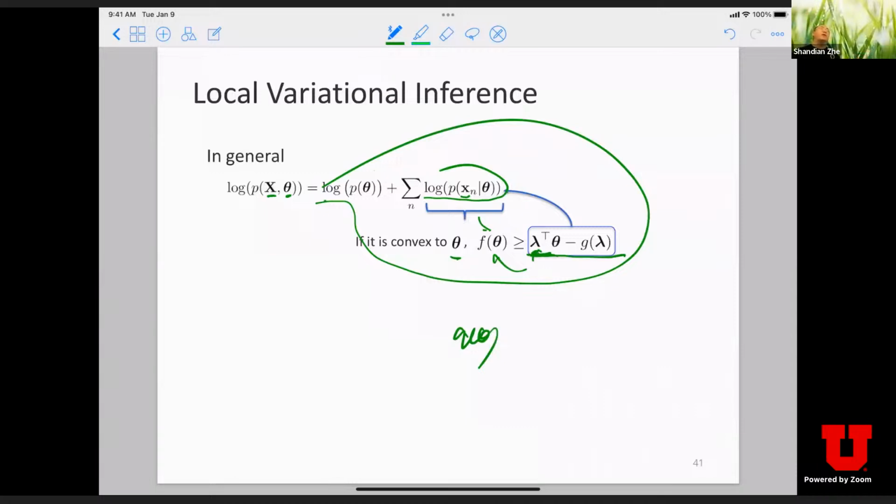Any questions so far before we proceed to a concrete case of this local variational inference? Does the whole idea make sense?